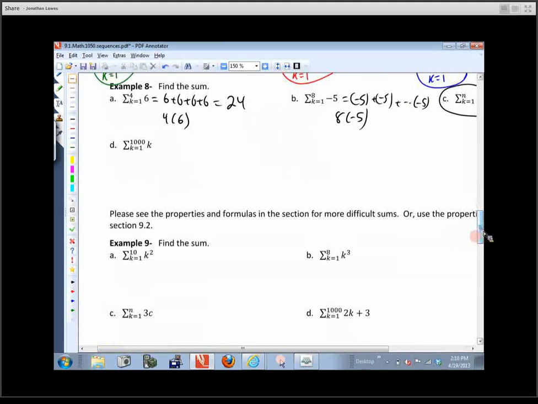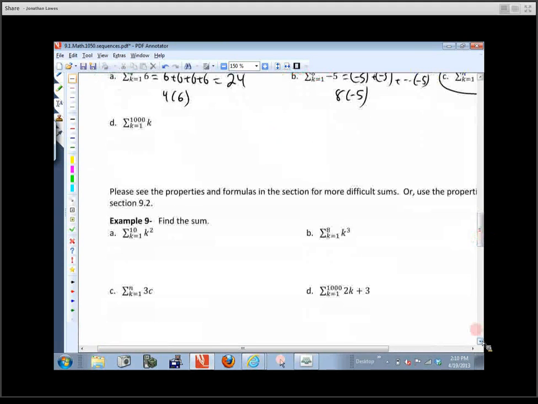Okay, then the next one's kind of interesting. I want you to take a look at this. This is credited to Carl Friedrich Gauss, who lived several hundred years ago. He was probably 8 years old when this happened. He was in a one-room schoolhouse. The teacher got angry at the students and said, hey, I need you guys to be quiet.